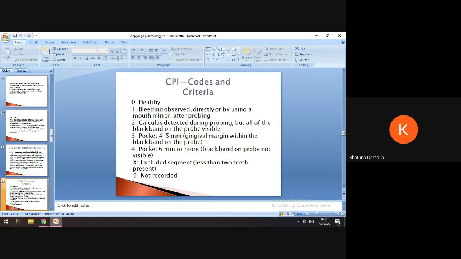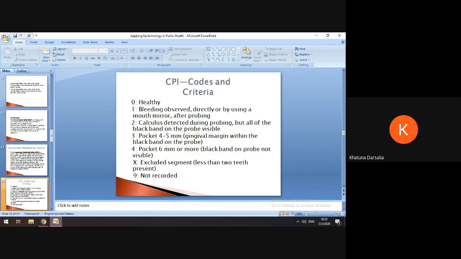In the early 1990s, a modified version of this periodontal screening and reporting was introduced in the United States. And the PSR is designed for use with individual patients in a clinical setting rather than for community periodontal status assessment.